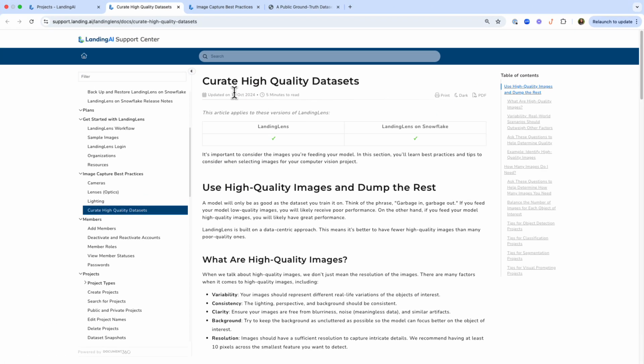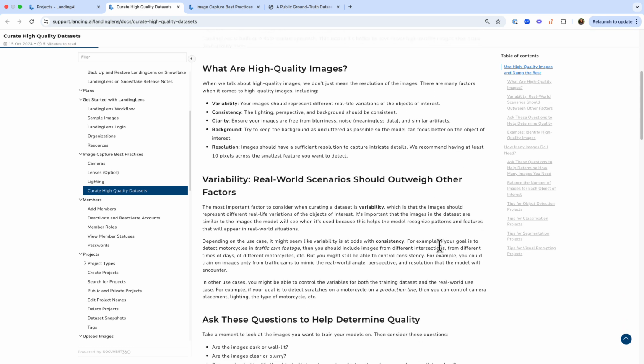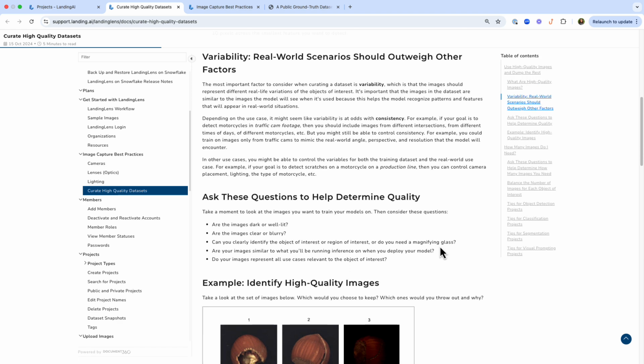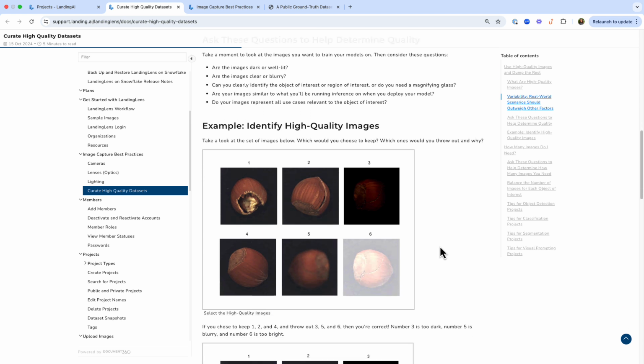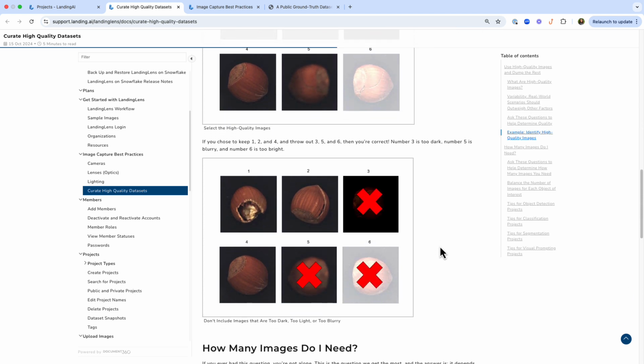Coming back to the support page on curating high-quality datasets, sometimes a picture really is worth 1,000 words. Definitely read this page. There are other excellent tips and points of advice. But hopefully that tour with some real-world images really helps drive some of these points home. Get in touch if you have any further questions about image preparation or curation, and happy modeling!